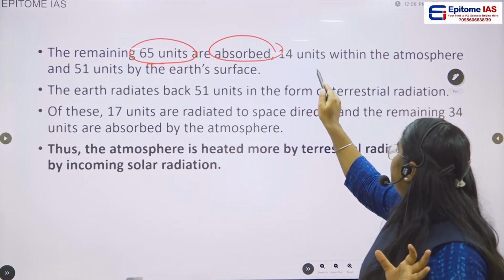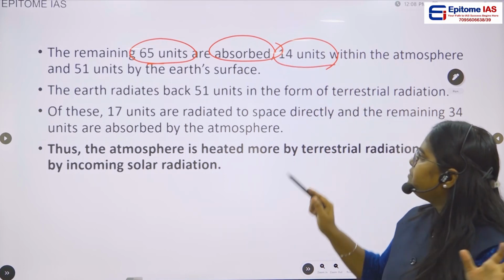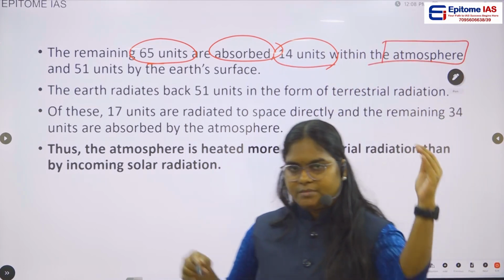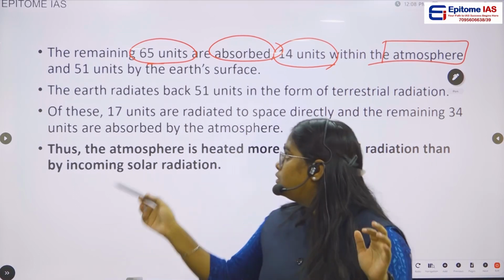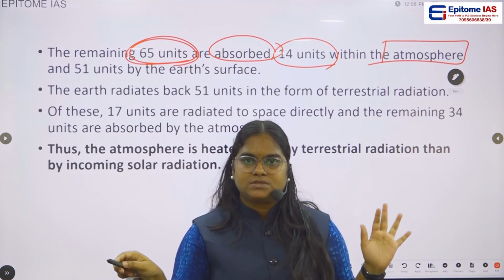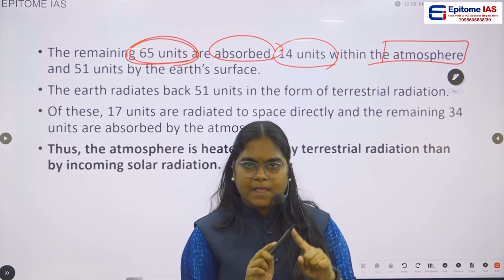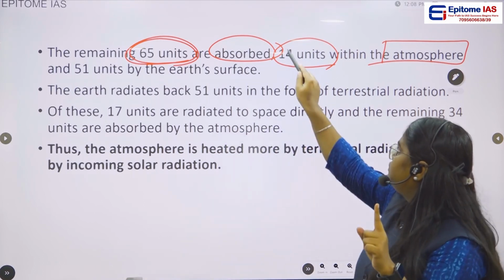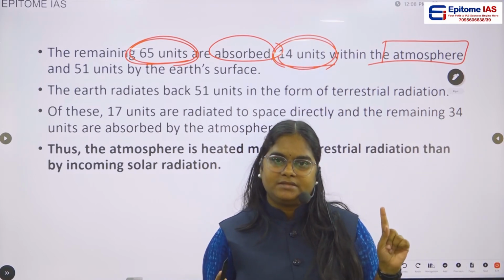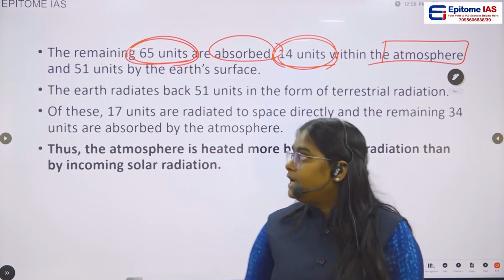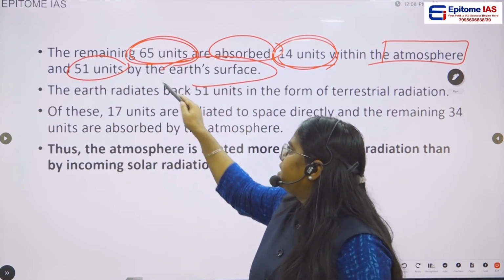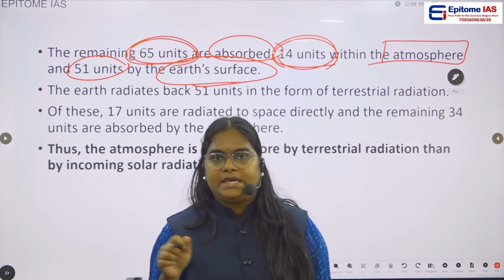So around 14 units or 14 percentage are absorbed by the atmosphere. So incoming solar radiation, only 65 percentage of the incoming solar radiation gets absorbed. Out of that 65 units, 14 units or 14 percentage would be directly absorbed by the atmosphere, and around 51 percentage are absorbed by the Earth's surface. That's what I was saying.